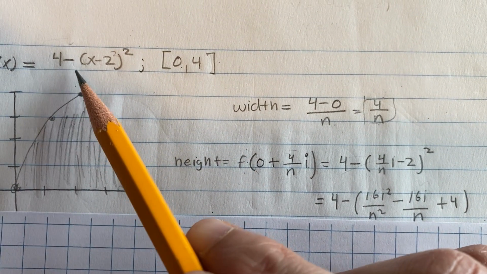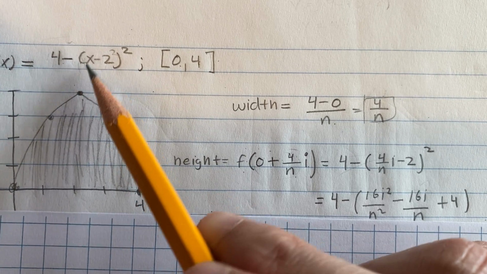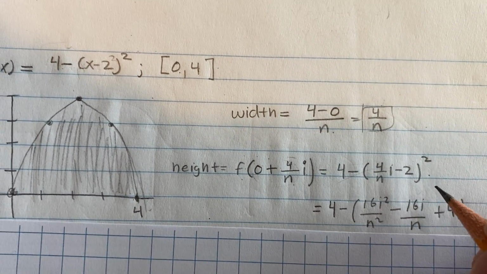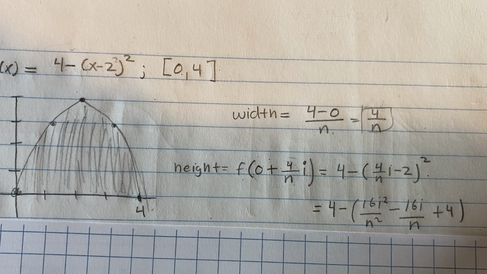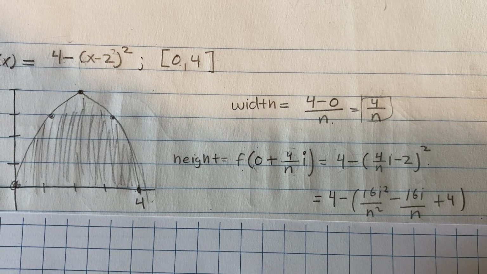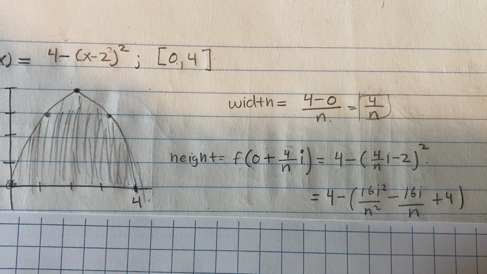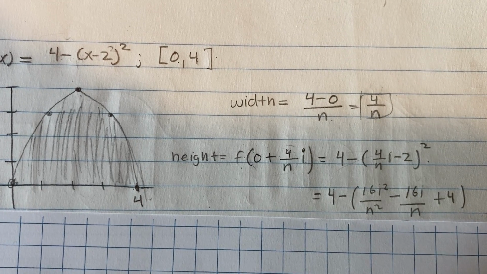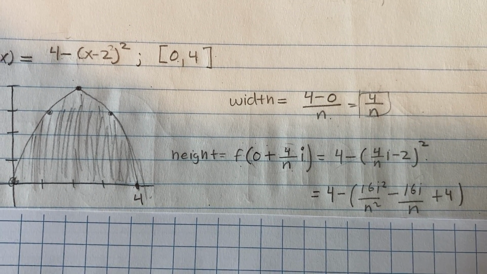So when you plug in 4i over n, you're going to get 4 minus the quantity 4i over n minus 2, squared. So you can see that the algebra on this problem is going to get really messy. And if your algebra skills are weak, if you make a mistake here or there, your final answer is going to be really messed up. So just be careful as you do these problems. Take your time with it, and be careful with your minus signs and whatnot.